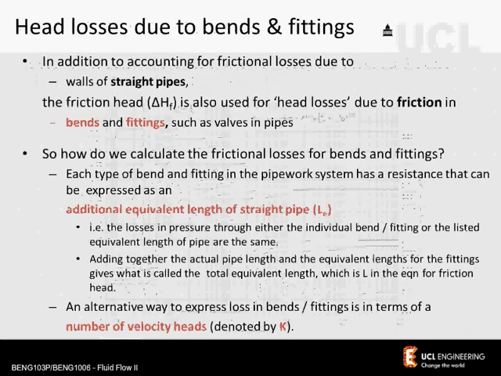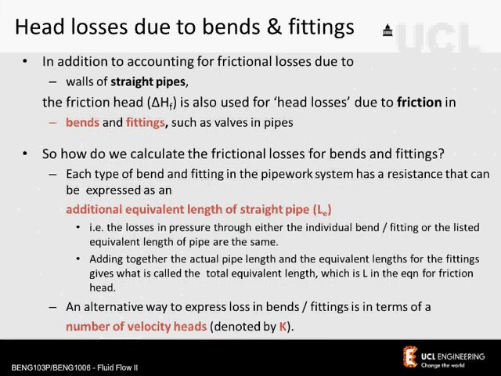Once we have our friction factor, we can calculate the head loss that's going to occur due to friction imposed by the surface of the walls. But so far that only accounts for the frictional losses due to the walls of straight pipes. And the friction head term is also used for head losses due to friction in bends and fittings, such as valves, pipes, and pipe bends. So how do we calculate these?